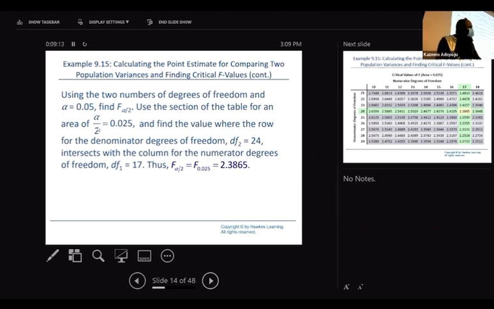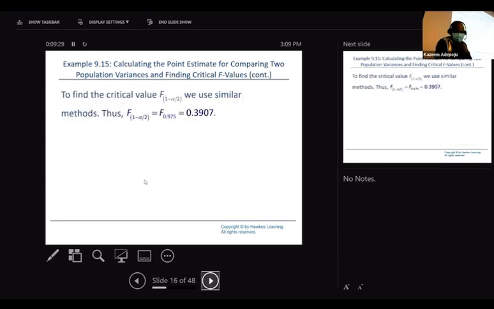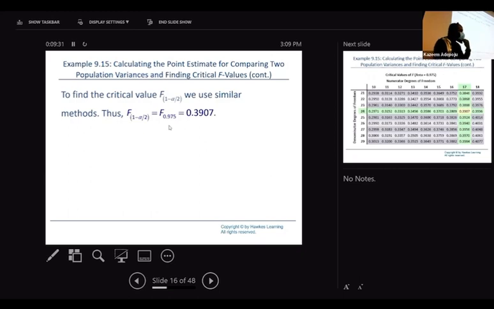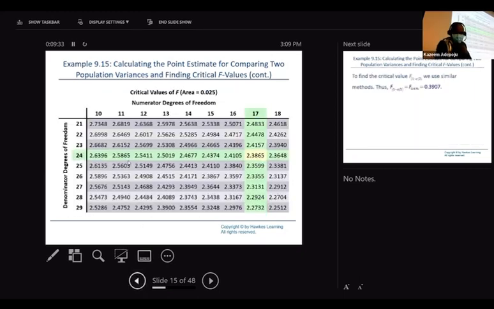The one for alpha over 2. I will check under the two degrees of freedom for 0.025. And we also check under the two different degrees of freedom for the other one, for 1 minus alpha over 2, which is 0.975. Now let's go. Take a look at that. 17 degrees of freedom against 24 degrees of freedom. I'm actually going to check that. Look at the area. It's 0.025.